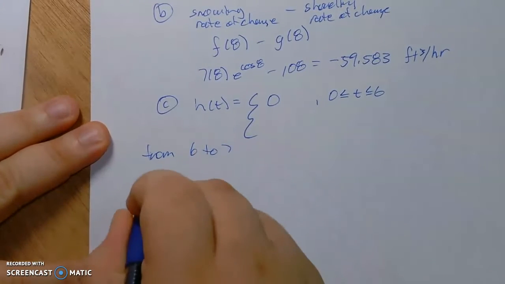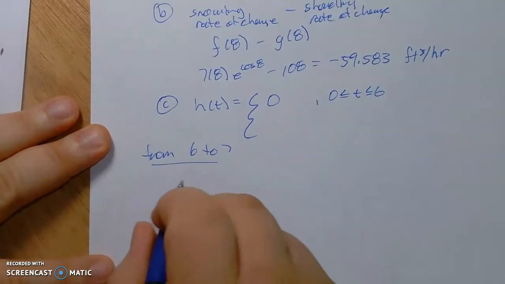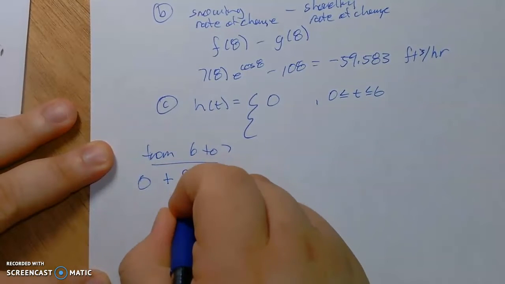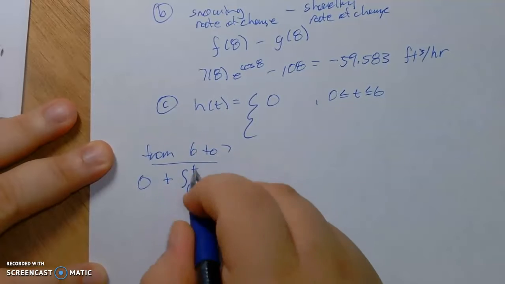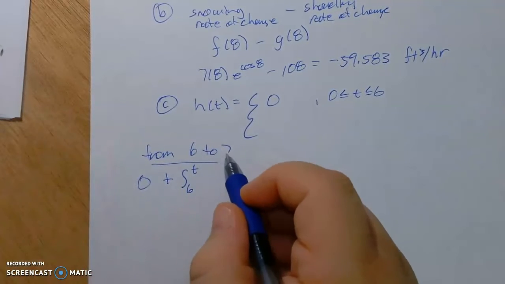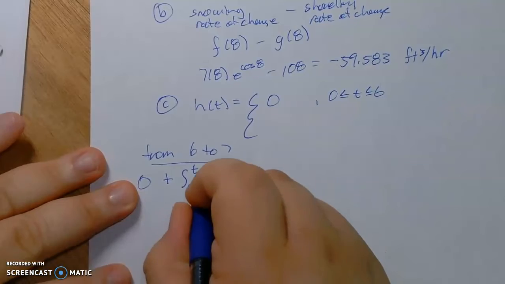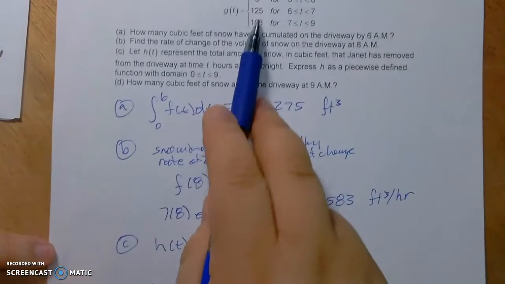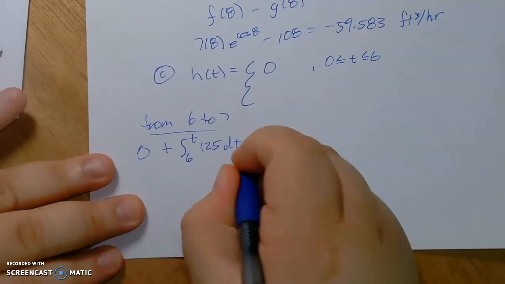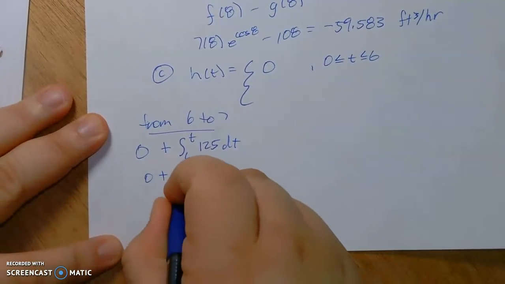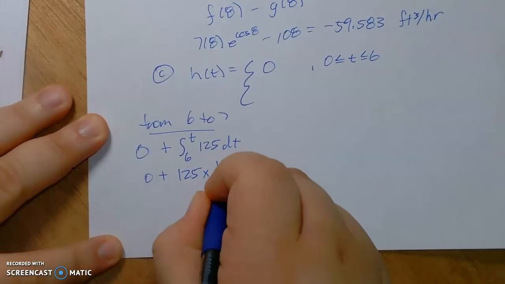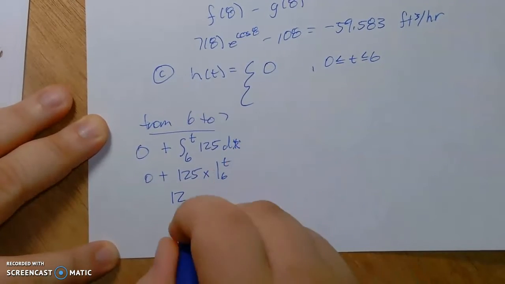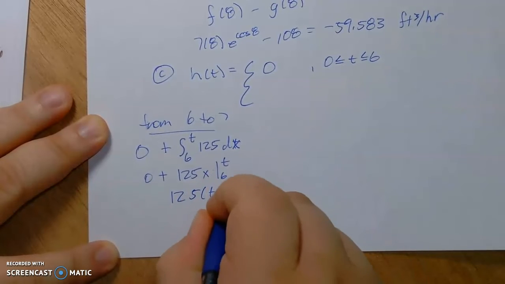6 to 7, here's our net change. So we start at 0 and we add the rate of change from 0 to time t. So whether that's 6:15, 6:30, 6:45, from 125, that's the rate of change from our function g dt. So integrate this real quick, evaluate that, and we get 125 times t minus 6.